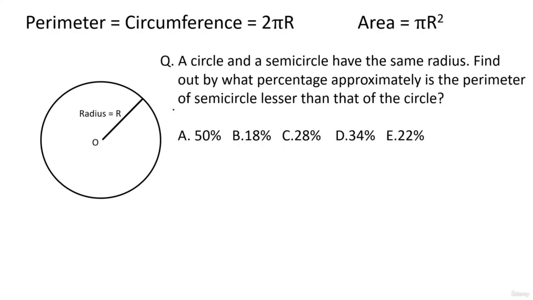A circle and a semicircle have the same radius. Find out by what percentage approximately the perimeter of the semicircle is lesser than that of the circle. That means we have a given semicircle and we have a circle. The perimeter of both, meaning the boundary, by what percentage is the perimeter of the semicircle lesser than that of the circle?